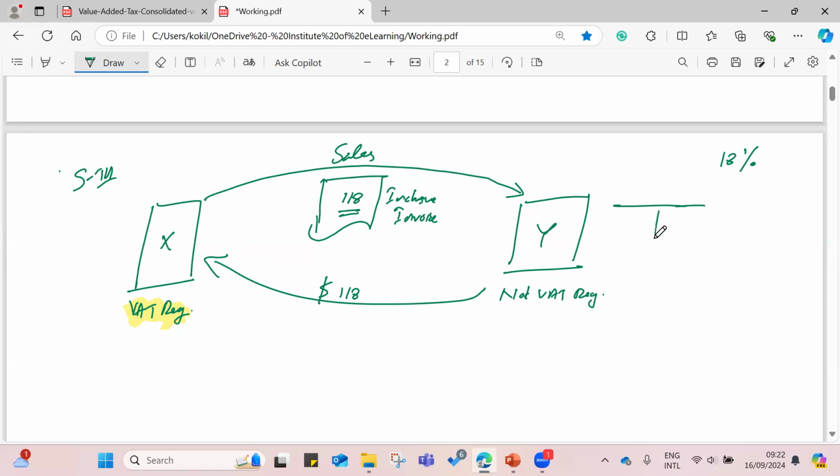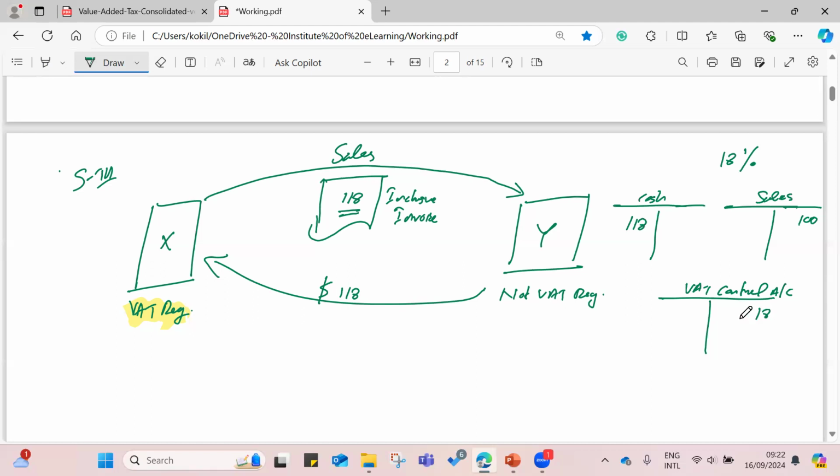Then they have to have three accounts. One is, let's say, cash, 118. Then sales, how much? Sales, credit 100. Then the balance 18 goes to where? It's a liability, credit, VAT control account. This is a liability account.